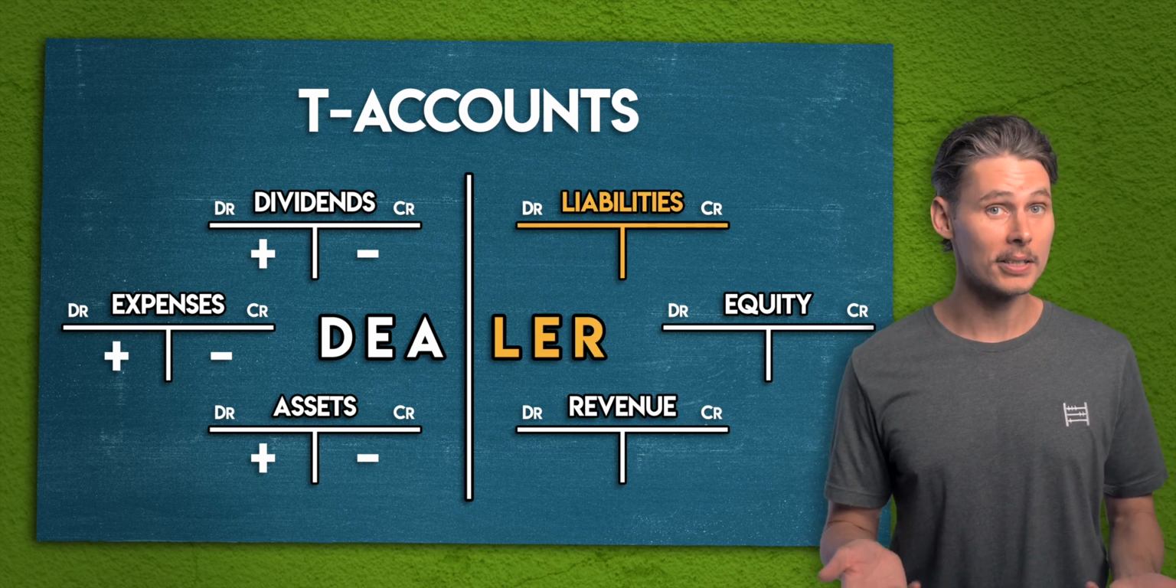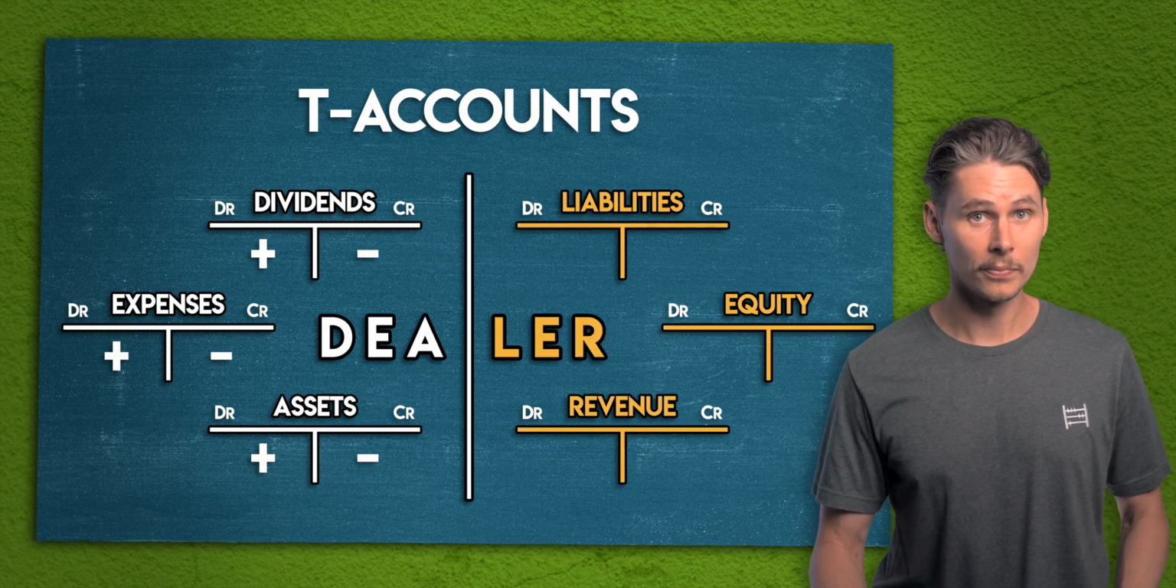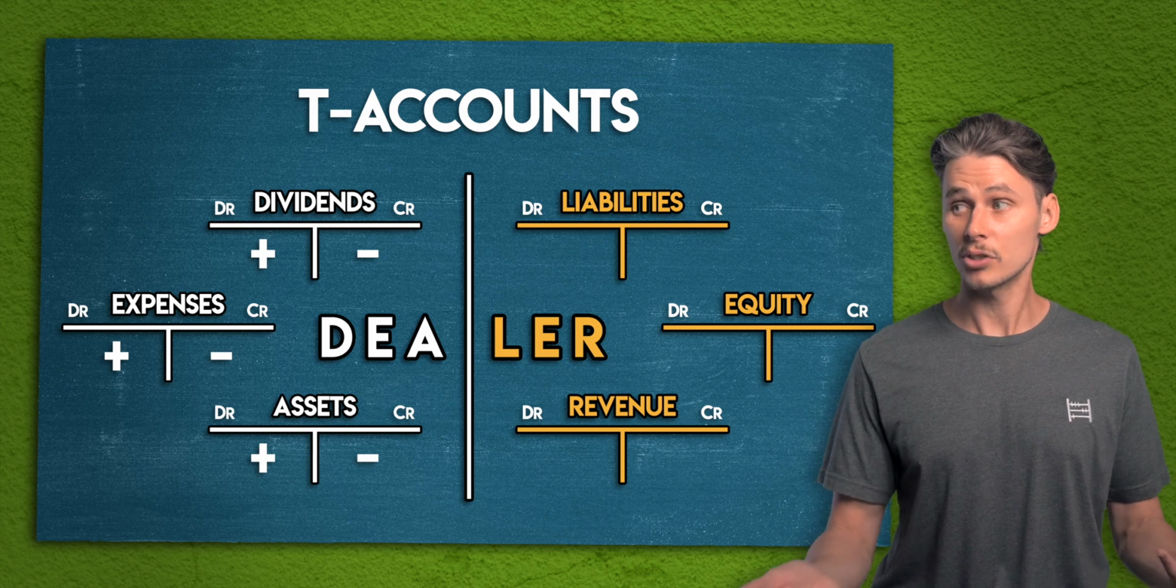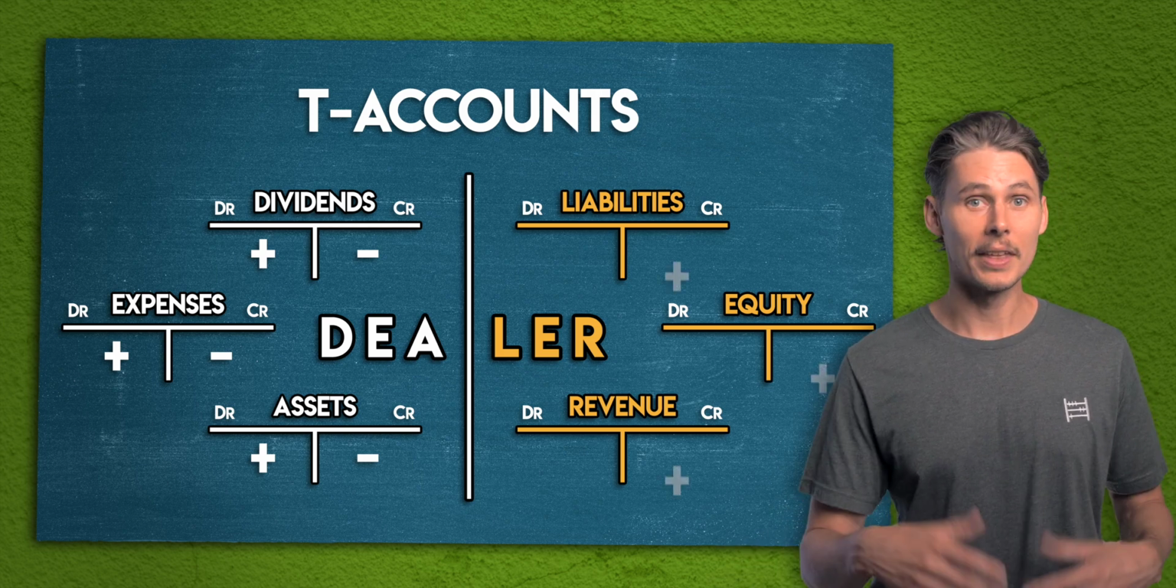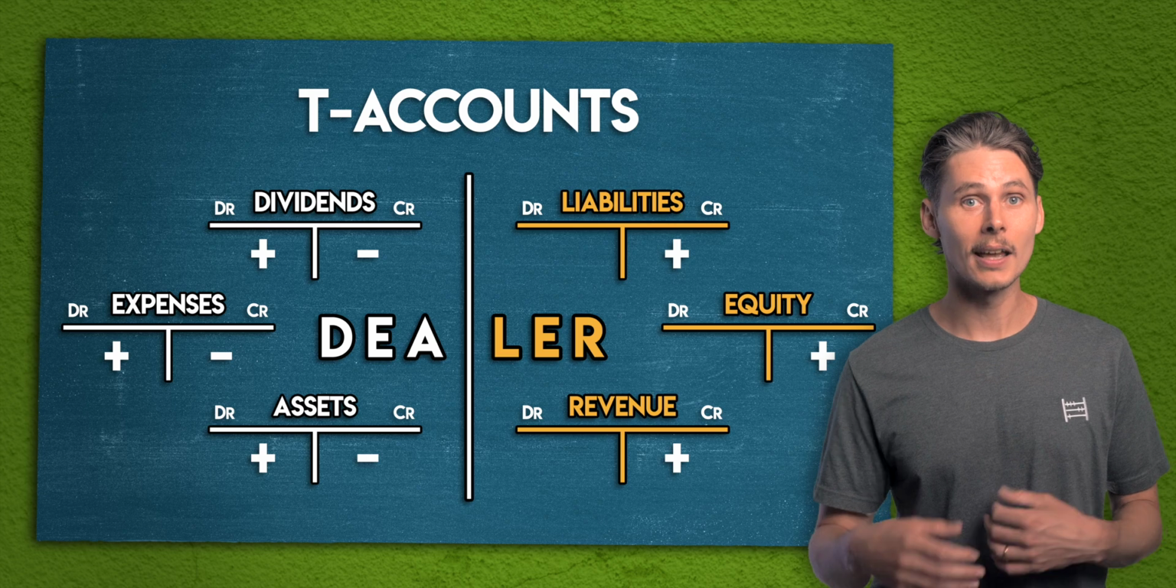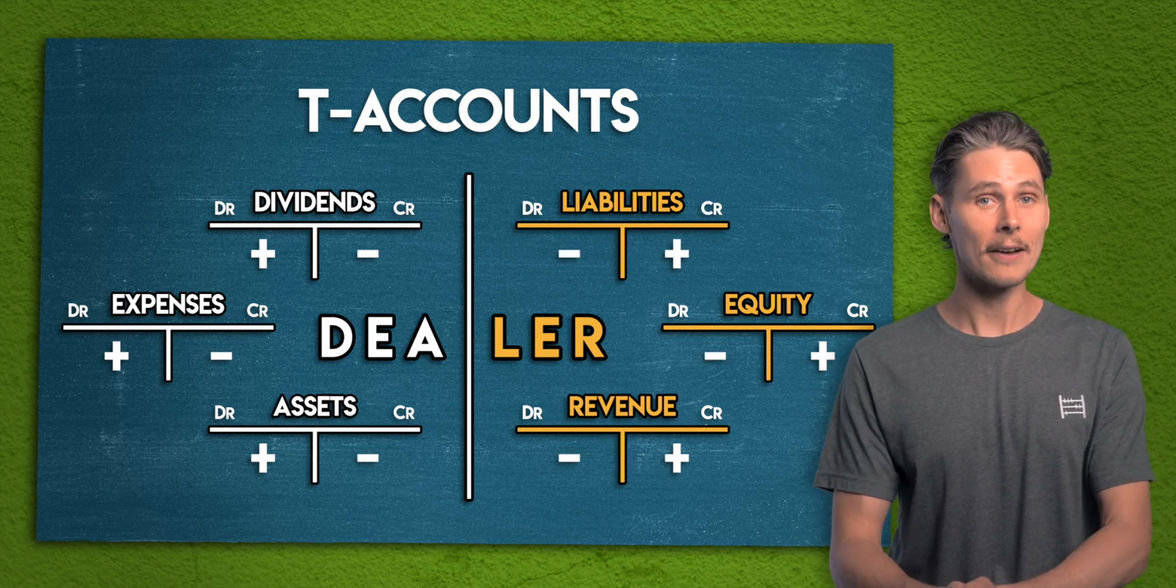LER stands for liabilities, equity, and revenue. These are on the right side of DEALER, so they're normal credit accounts. They increase when we credit them on the right and decrease when we debit them on the left.